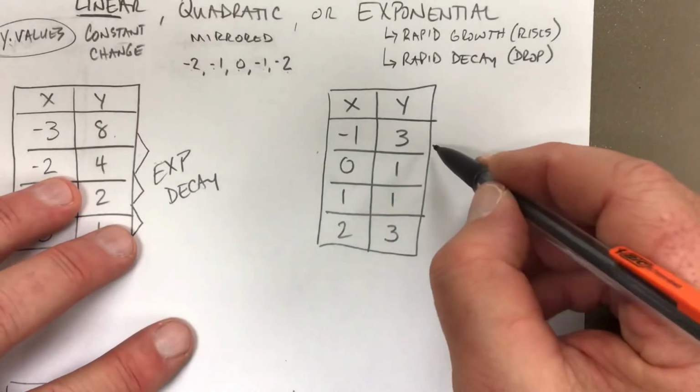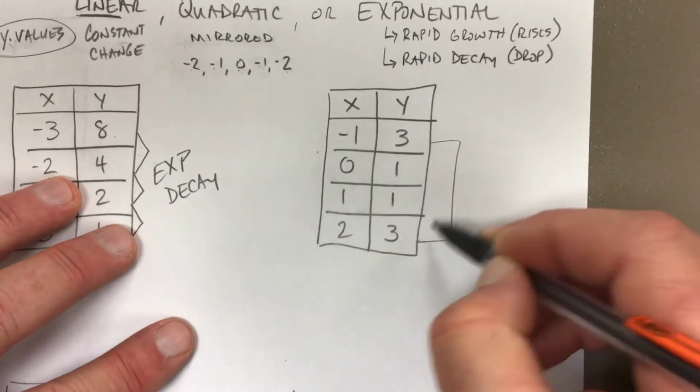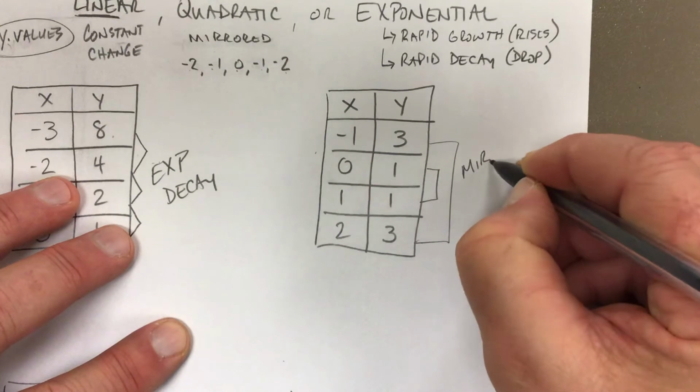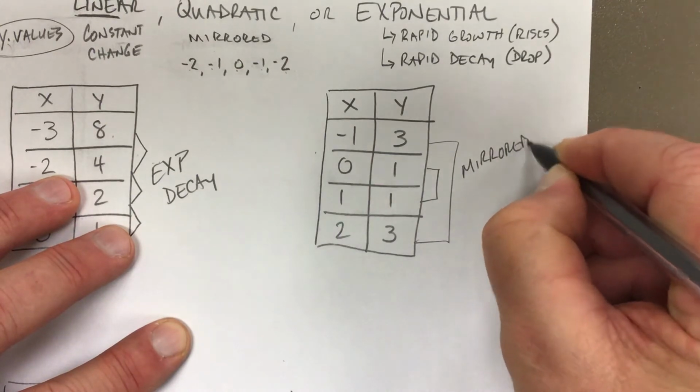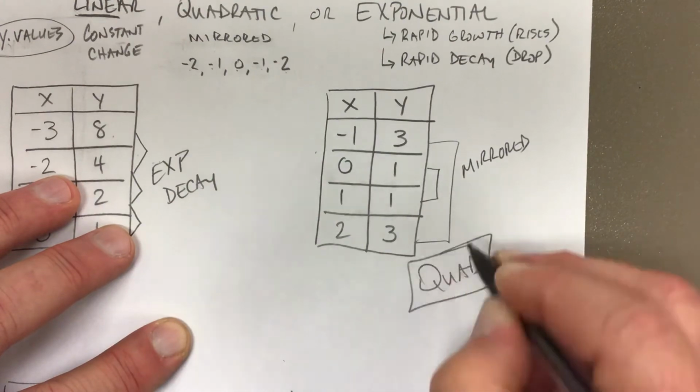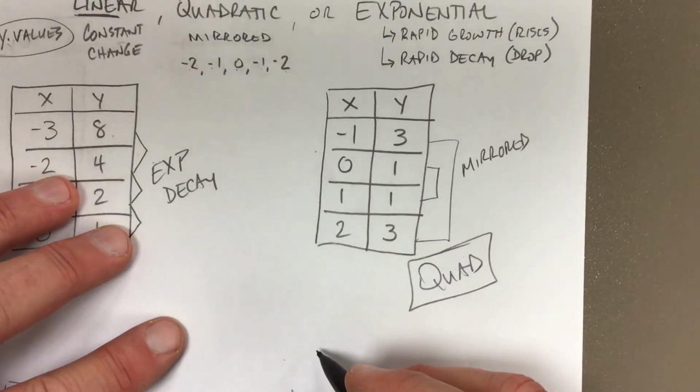This one here, look, here are the 3s, here are the 1s. So this is mirrored, which means this is a quadratic. That's what we're looking for.